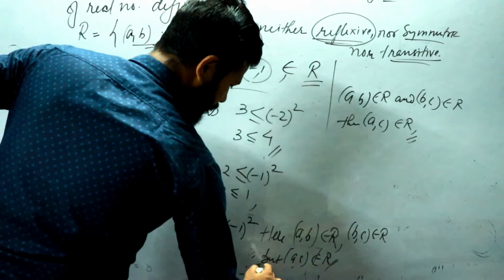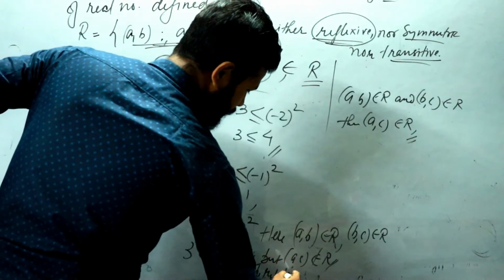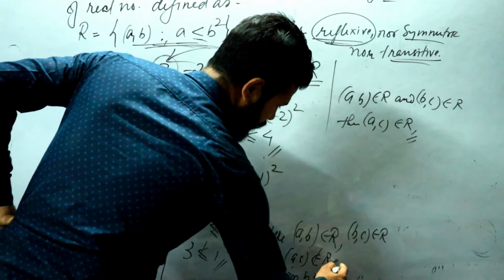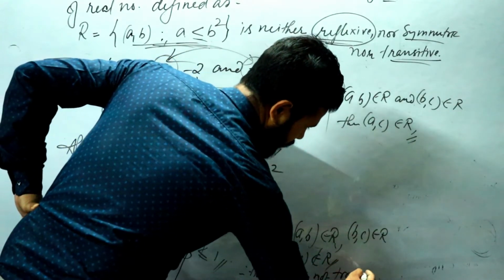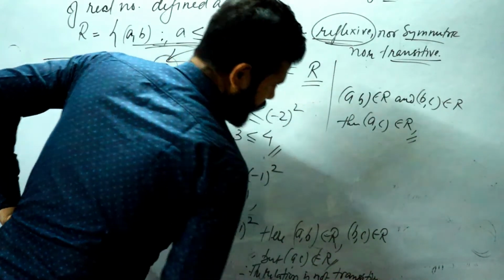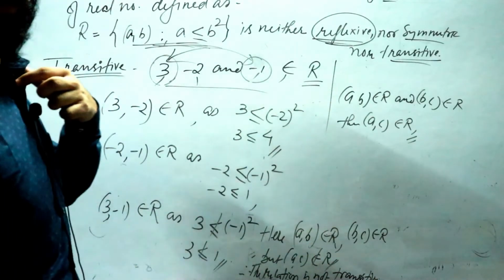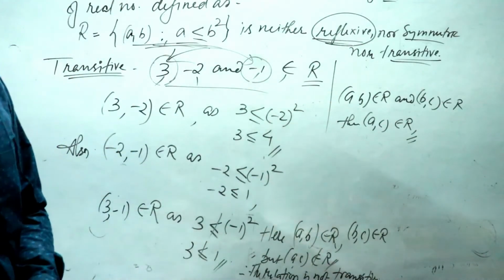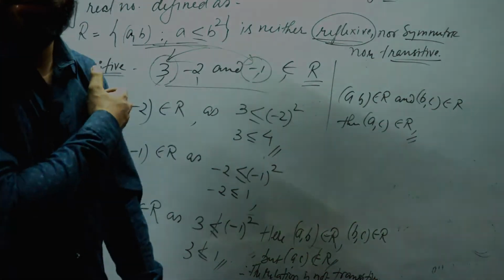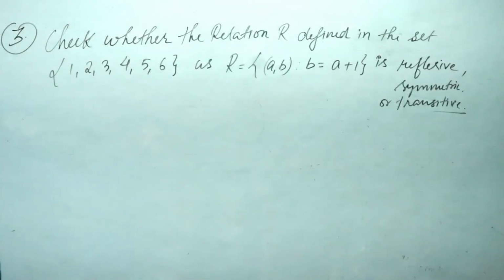Therefore, the relation is not transitive. I hope it is pretty clear to every one of you here. Very interesting. So I am going to give one-on-one video. Now let us solve this question.